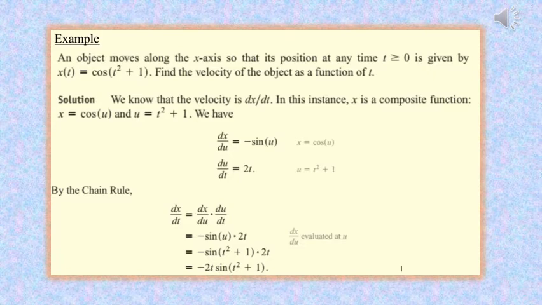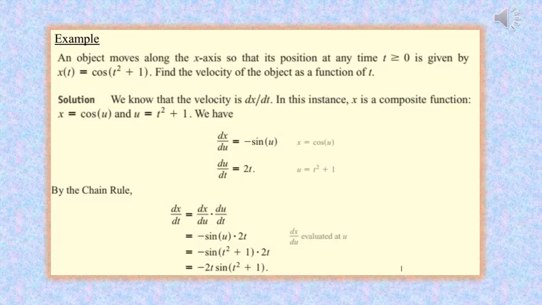So in the solution, we first put t square plus 1 equals u. When we put t square plus 1 equals u, the position becomes x equals cos of u, and we have u equals t square plus 1. Then for the chain rule, the first derivative we find is dx by du, which equals minus sine of u, and the other derivative is du by dt, which equals 2t.